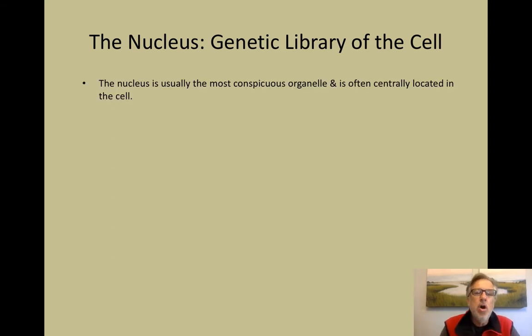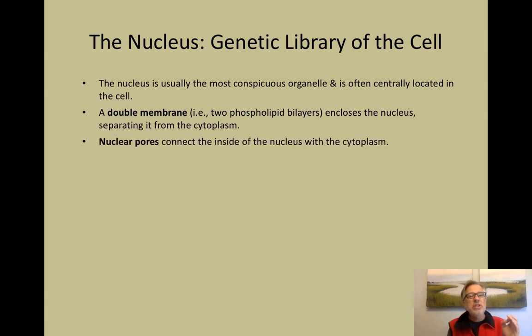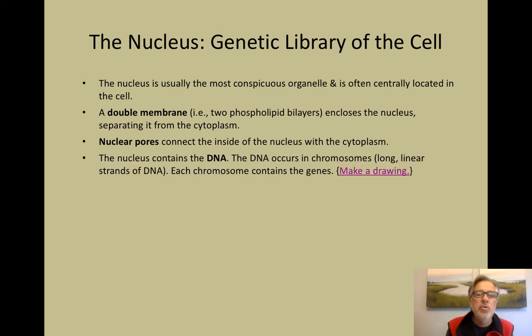The nucleus is almost always the most conspicuous organelle in the cell, and it's often centrally located, although not always. And what's amazing about it is it's surrounded by a double membrane. As we'll come to find out, that means two phospholipid bilayers. They actually enclose the nucleus and separate it from the cytoplasm. The nucleus is studded with pores, and they connect the inside of the nucleus with the solution that surrounds it, called the cytoplasm. The nucleus contains the DNA.